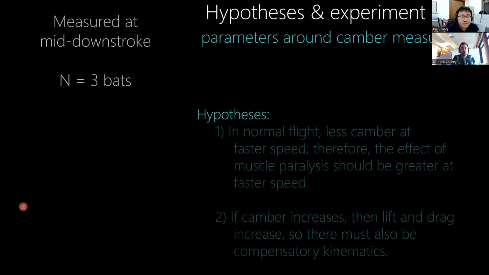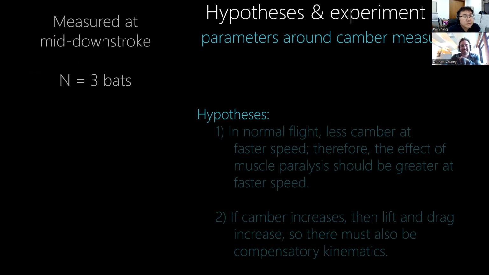Now, for the experiment, we measured only at mid downstroke, and that was just to simplify our life. At the time, this was actually the first time we were doing photogrammetry, and it was quite elaborate to get everything working. And the perturbation was quite difficult to actually do. It was quite a few injections and quite a challenging surgery. We studied 3 different bats, measured at mid downstroke, and we had a couple hypotheses.